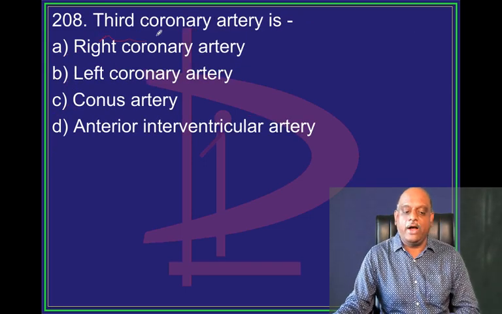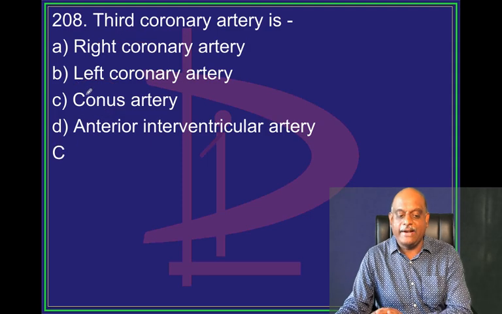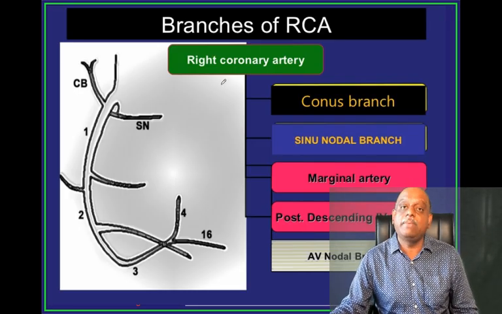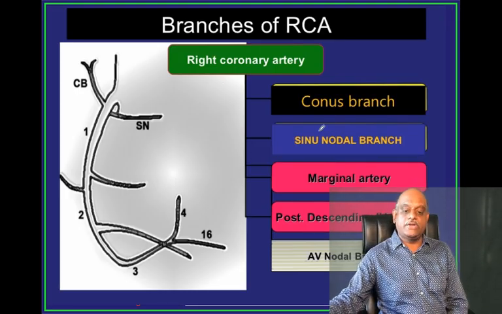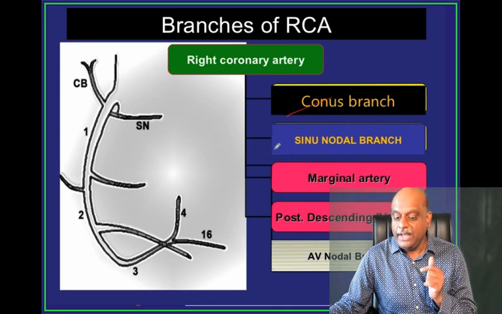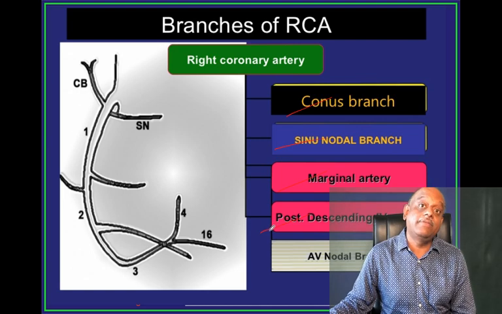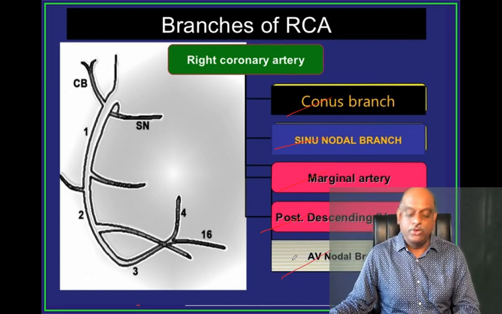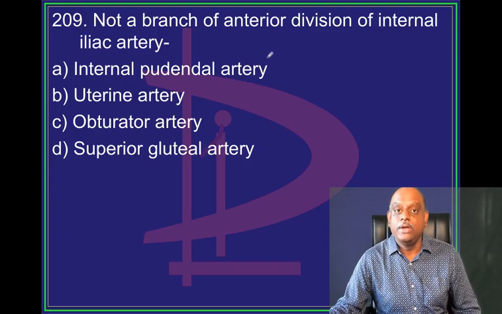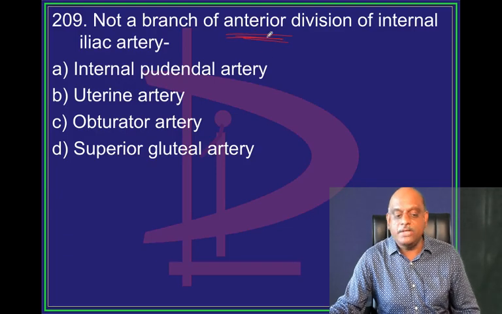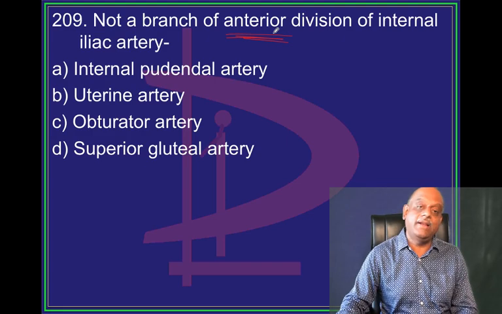Third, coronary artery, which one? Conus artery. Conus is a branch of the right coronary. Right coronary has got a conus branch, SA nodal branch, marginal artery, posterior descending interventricular artery and AV nodal branch. AV nodal branch also. Now, anterior division, posterior division of internal iliac artery.